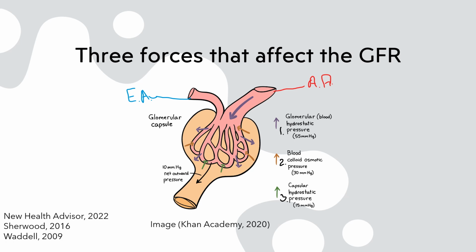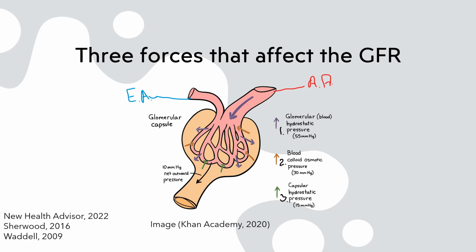So the third force that affects GFR is called capsular hydrostatic pressure, or Bowman's capsule hydrostatic pressure. Now that is the pressure that is exerted within the glomerular capsule, and it goes against the fluid coming out of the glomerulus. In other words, it pushes fluid out of Bowman's capsule and into the tubules. The pressure exerted is somewhere around 15 millimeters of mercury. This is also an opposing force on the glomerular pressure.